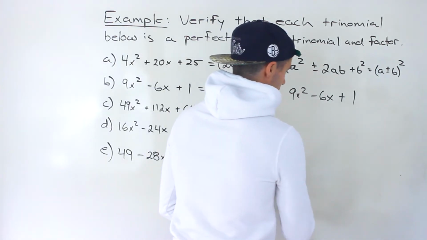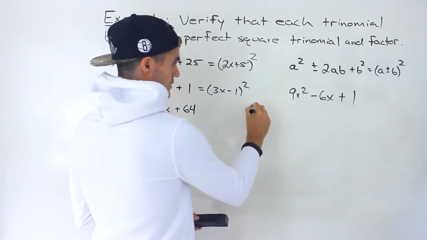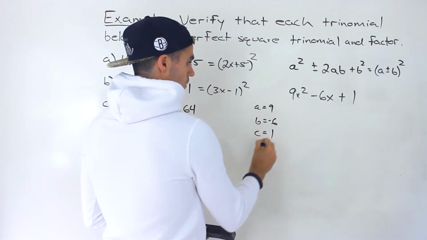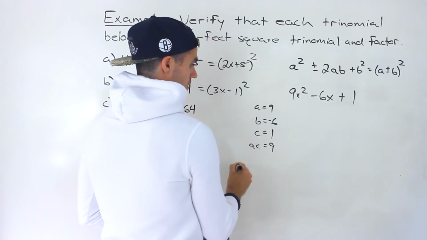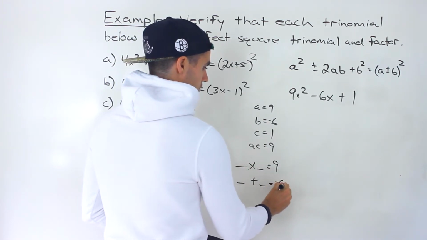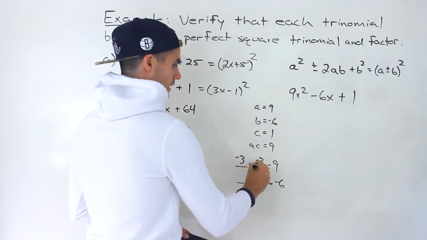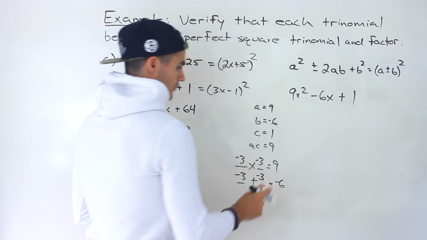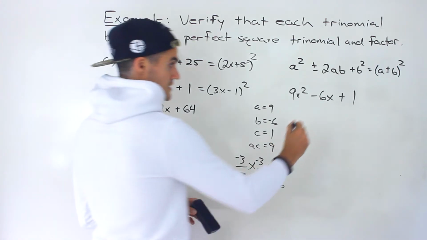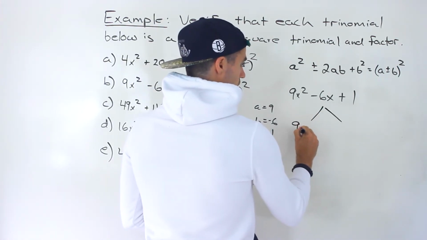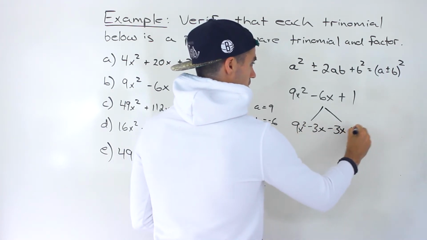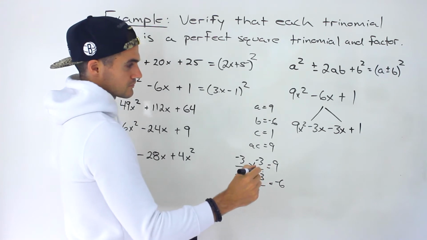Let's confirm it though with decomposition. A value is 9, b value is negative 6, the c value is 1, ac value is 9. Two numbers that multiply to 9 and add up to negative 6: negative 3, negative 3. Okay, with a perfect square trinomial, when you're doing the decomposition, those two numbers are going to be the same. So we can decompose that middle term into minus 3x minus 3x.